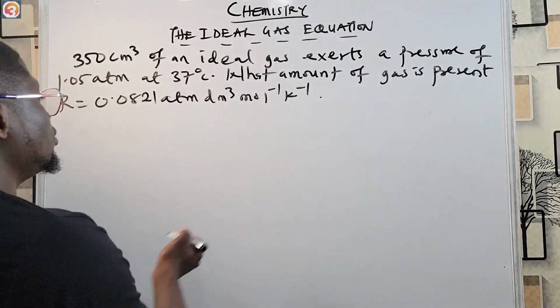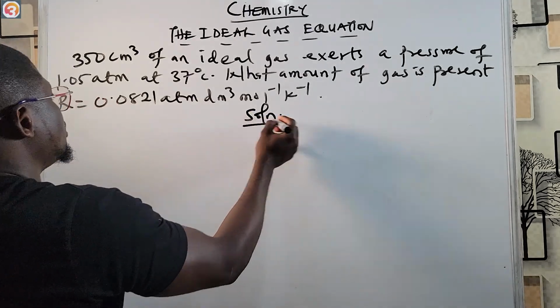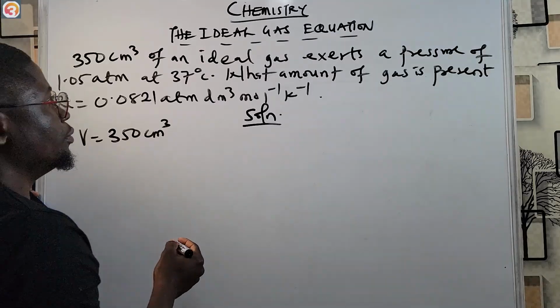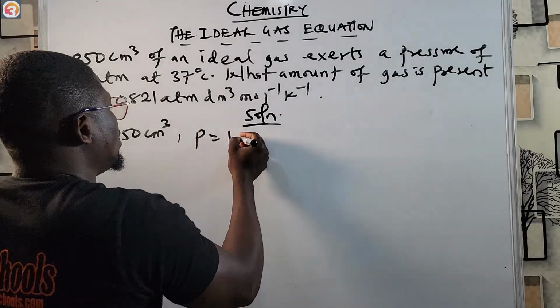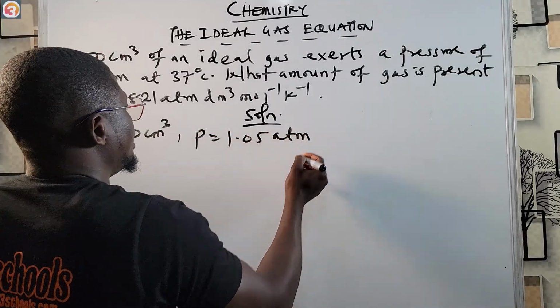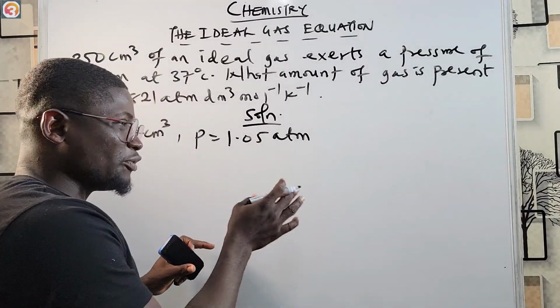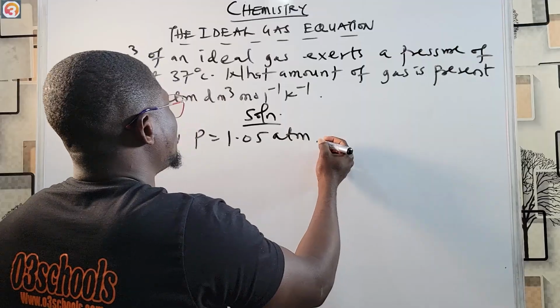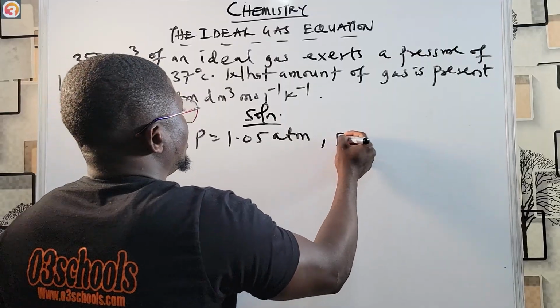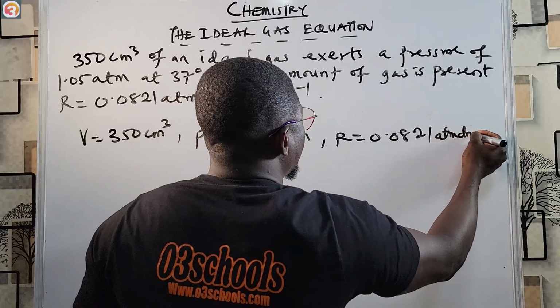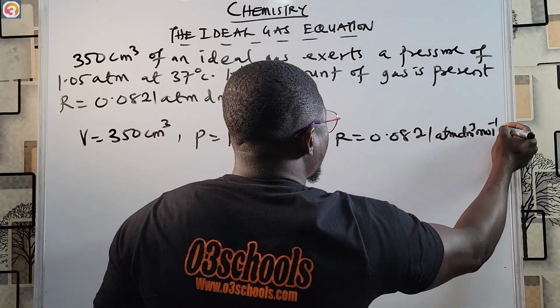All right, now the solution. We are given volume equals 350 centimeter cube, pressure equals 1.05 atm. In JAMB exam conditions, you're not supposed to be writing this out, you just write the formula, but let's do it for the sake of clarity. Then we are given R equals 0.0821 atm dm cube per mole per Kelvin.